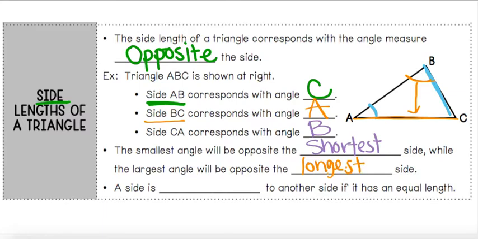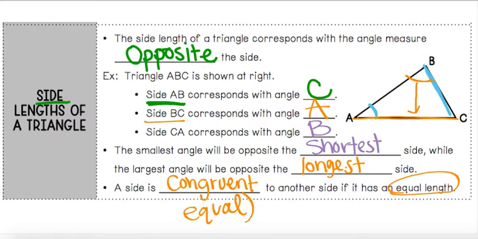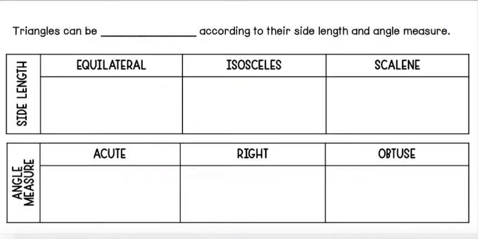So knowing the angle measures will also help us know more about the sides. And also if we know the sides, it'll also tell us a little bit about the angles. Okay? Finally, a side is congruent to another side if it has an equal length. Okay? So congruent is basically a geometric term for equal or equivalent or the same. All those mean the same thing, right? But congruent is a word that we're going to use all unit in geometry about something that's equal to each other. Okay? They would be called congruent.